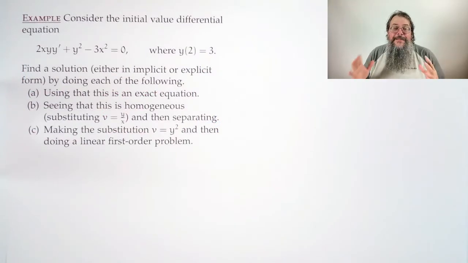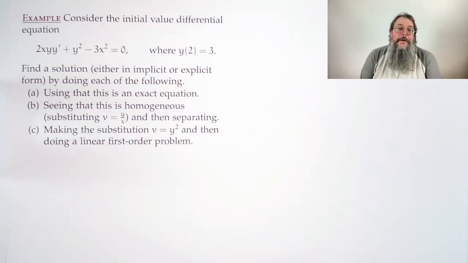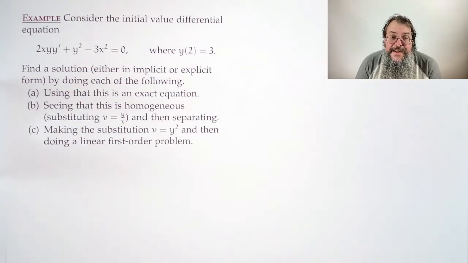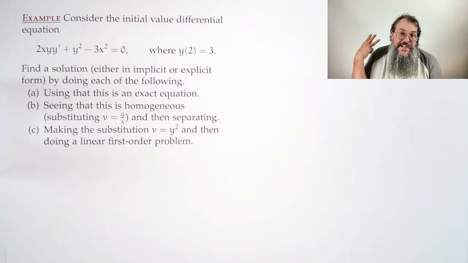So let's do one final problem to wrap up. Consider the initial value differential equation 2xy y prime plus y squared minus 3x squared equals 0, where y of 2 equals 3. And we're going to find a solution either in implicit or explicit form by doing each of the following. So we're going to solve this differential equation in 3 different ways.